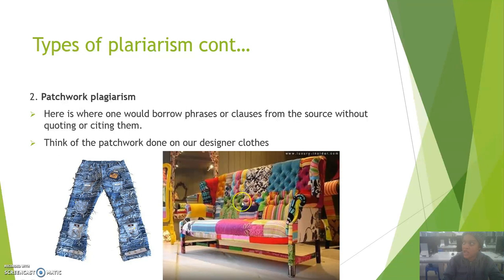With this, you can see that we have different materials that are combined to form a seat. So this is patchwork. Materials have been patched together. So here you would take the writer's work, certain phrases, and then patch them together using your own words somehow.